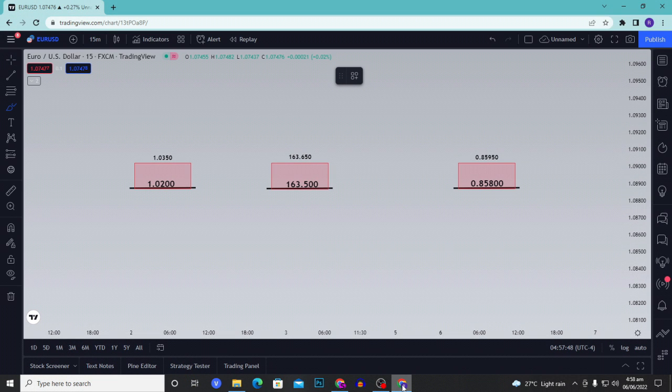And to begin, you should know that the points that I'm referring to are the 20, the 50, and the 80. These are the 3 points in which you should enter a trade.